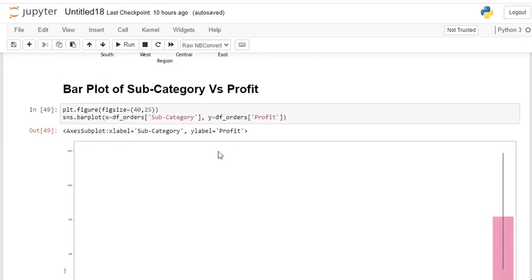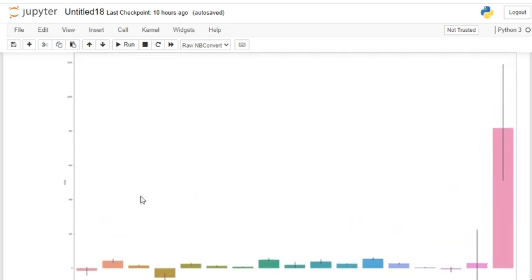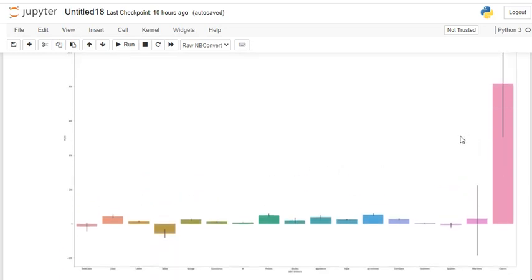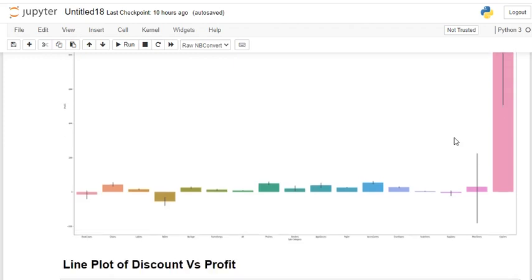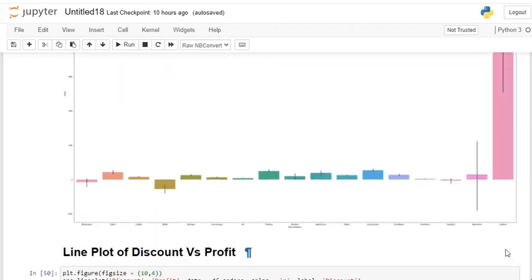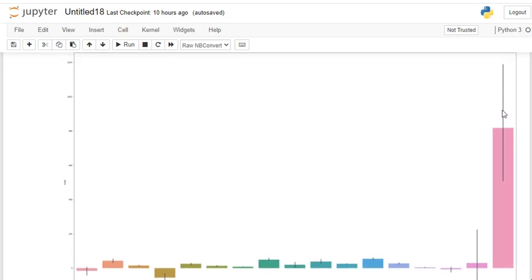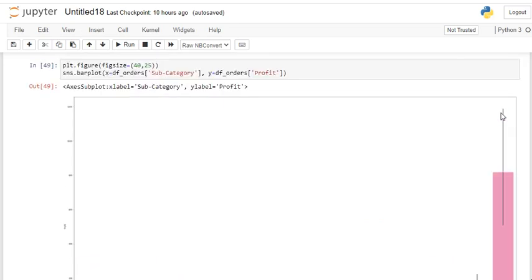Bar plot of subcategory versus profit. These are the bar plots and what the profit is in each subcategory, and here there is more profit in this subcategory.